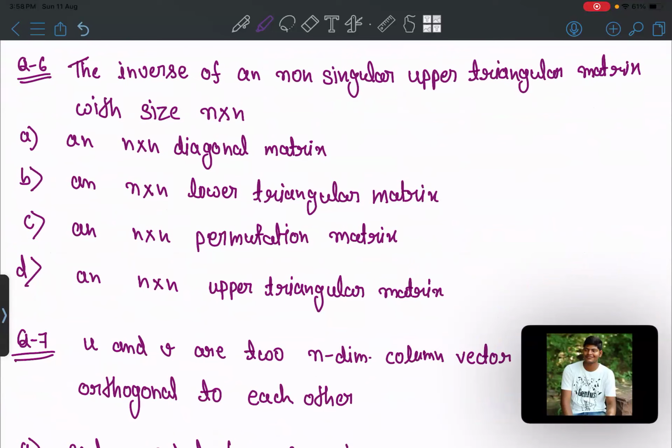Then suppose we have an upper triangular matrix which is non-singular, and we find its inverse. Its inverse will be an upper triangular matrix only. Similarly, you take one upper triangular matrix that is non-singular, meaning its determinant is not 0, and find its inverse. It will always come out as an upper triangular matrix.